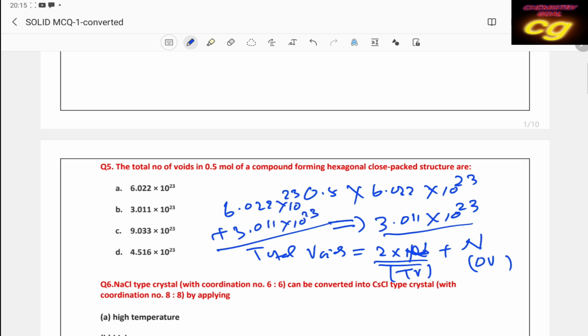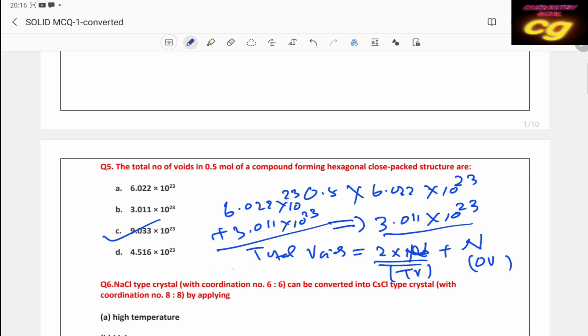So the total will be 9.033 into 10 to the power 23. This is the answer. Answer is C. 6.02 into 10 to the power 23 is wrong, and 3.01 into 10 to the power 23 is not satisfying. So C is the correct answer, because remember, tetrahedral voids will be twice the number of particles, and octahedral voids is the same. So the number of voids is equal to 2n plus n. This is the formula you remember.